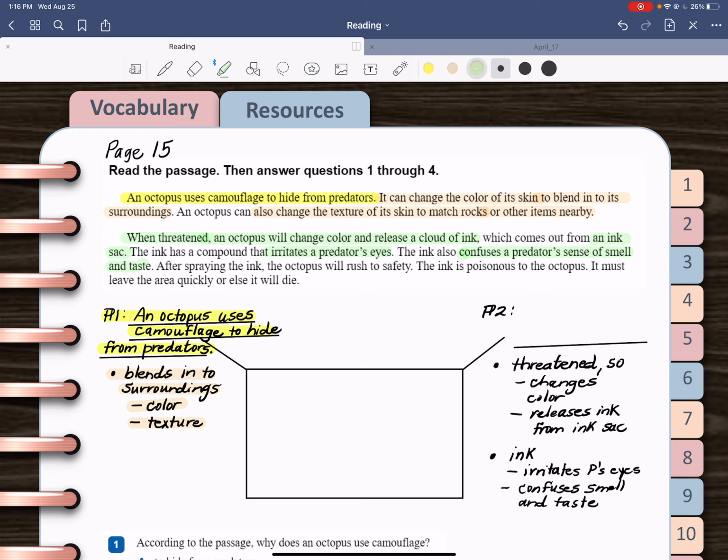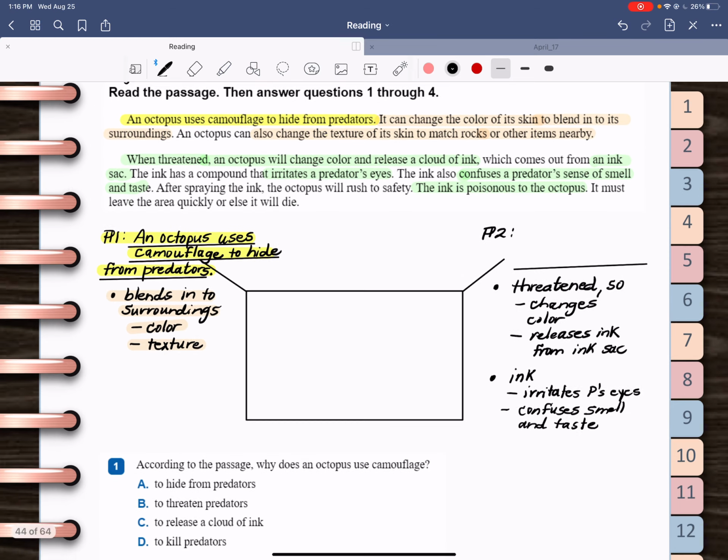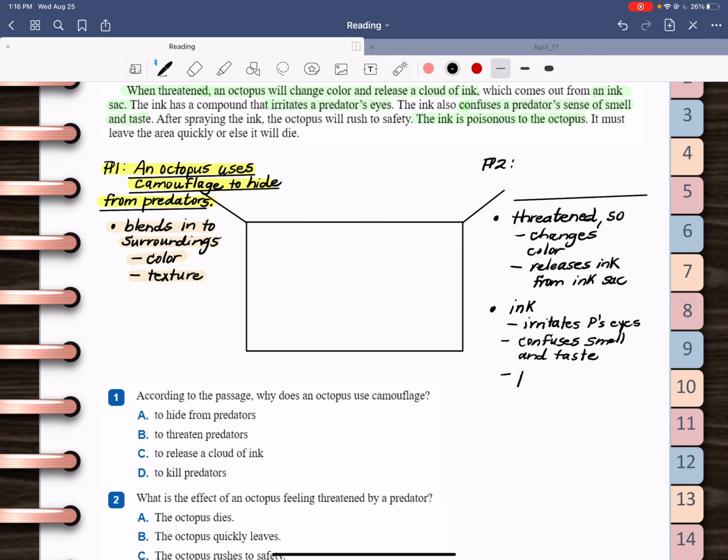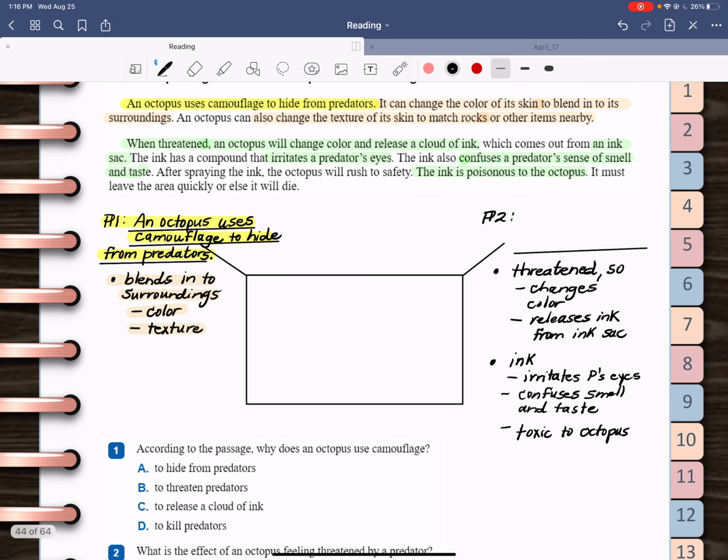After spraying the ink, the octopus will rush to safety. Why? The ink is poisonous to the octopus. So I'm just going to add that right here. It's toxic to the octopus. And if the octopus doesn't get away from it, it will die.